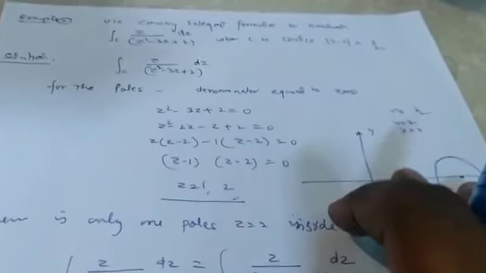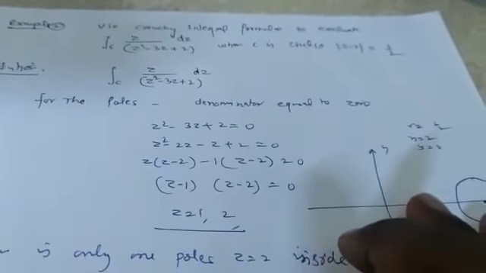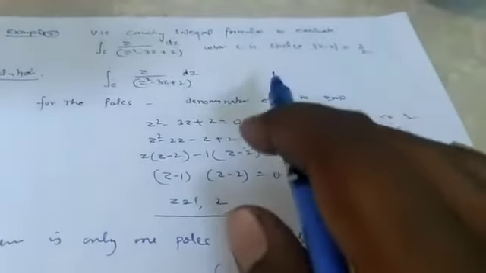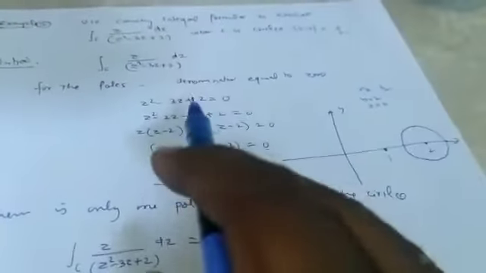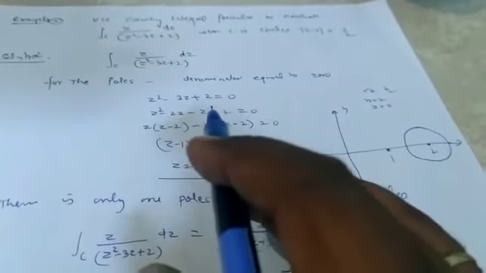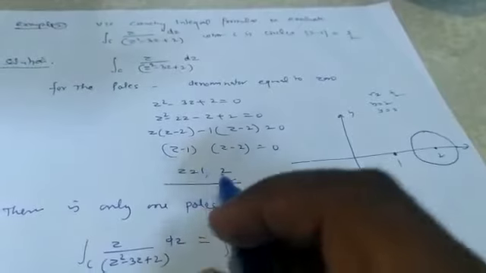And also the second example of the Cauchy integral formula. Use the Cauchy integral formula to evaluate ∮_C z/(z² - 3z + 2) dz, where C is the circle |z - 2| = 1/2. First of all we find the poles. Poles means denominator equal to 0. So z² - 3z + 2 = 0. Then the factors give z = 1, 2.